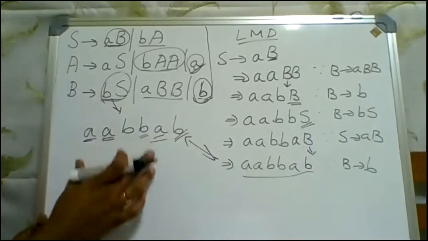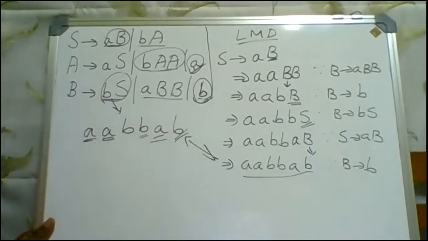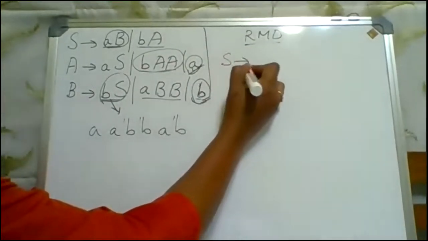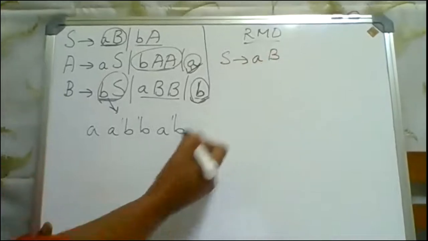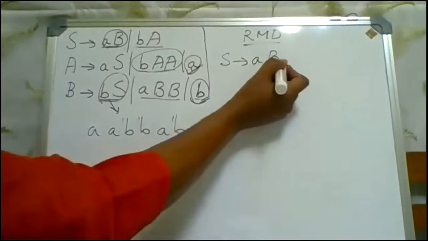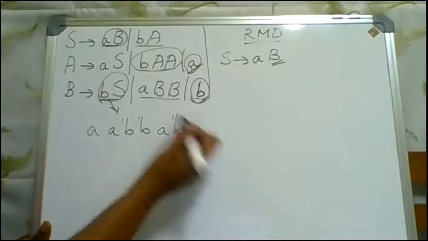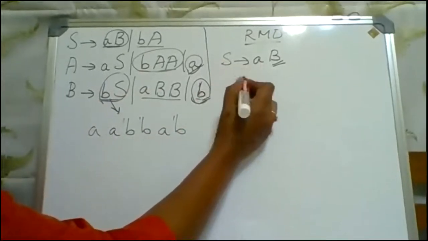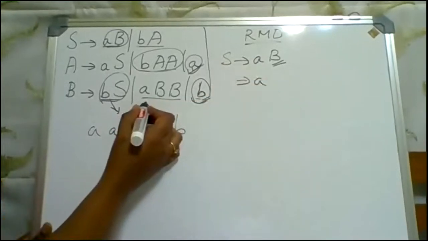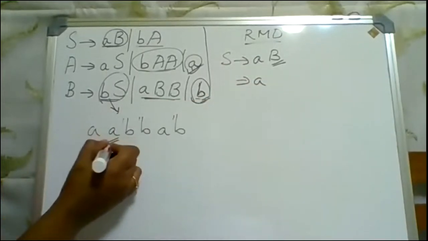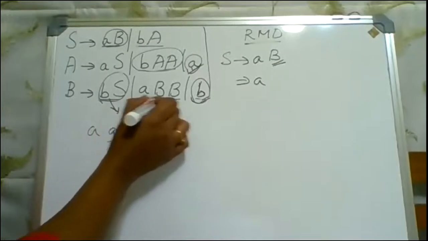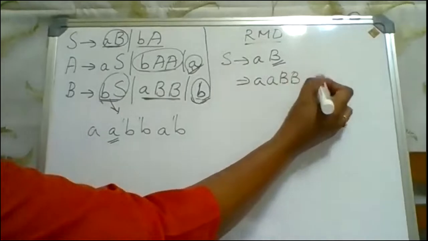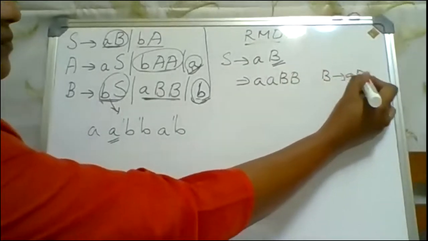Now let us obtain the same string using RMD. Here also, let us start with S deriving AB. Again, we need to replace this variable B with any of the productions. Let us replace B with ABB, because the second symbol is A, so we need to obtain this A. So we should choose this ABB. B is replaced with ABB.